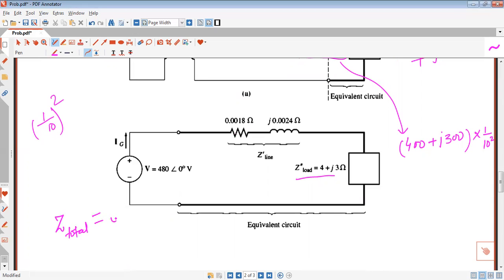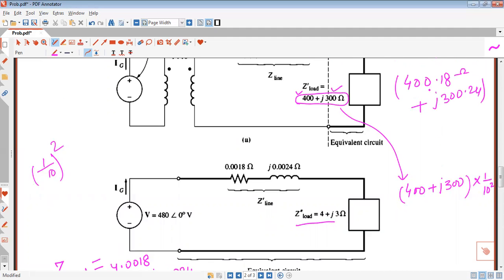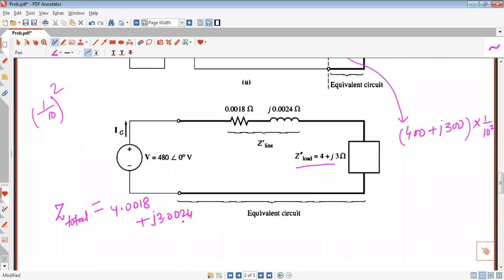It will be 4.0018 plus j 3.0024. Directly we can get it from here. If we divide by 100, 4.0018 divided by 100, 3.0024. Or if I add these two, we will get the same value. So Z total is now known.